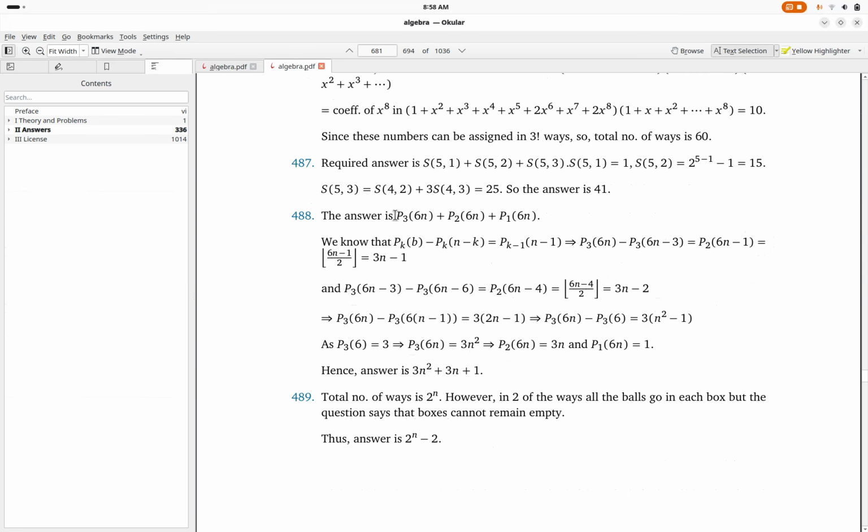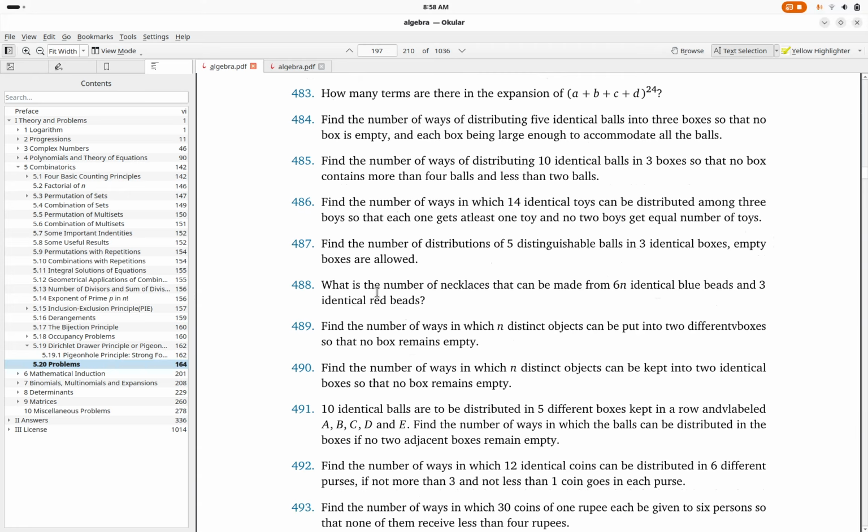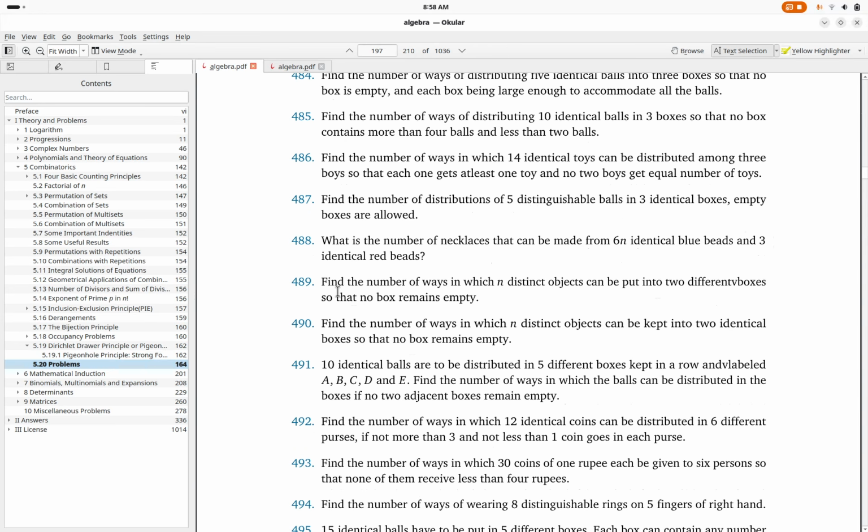Again, I'm not sure what these symbols mean. So 2 questions are pending with me, okay? 487 and 488 I'll explain in the next video.